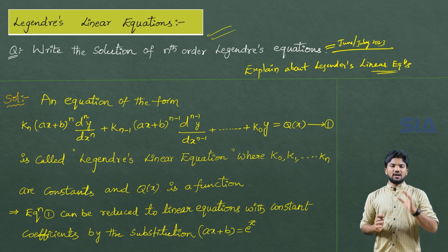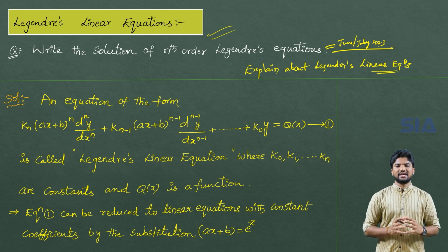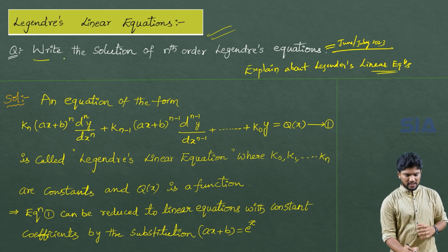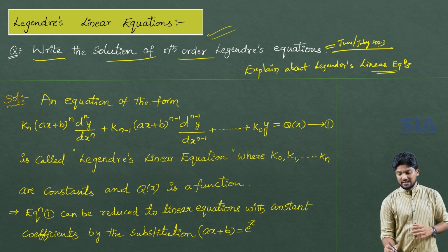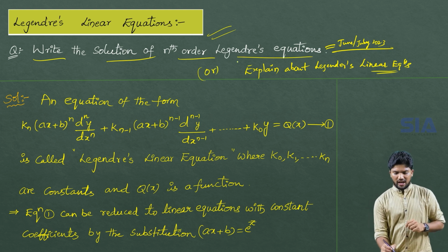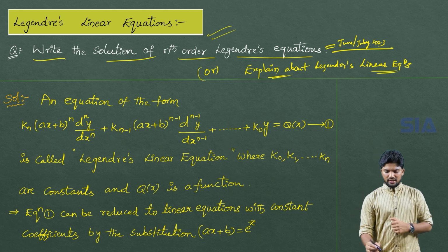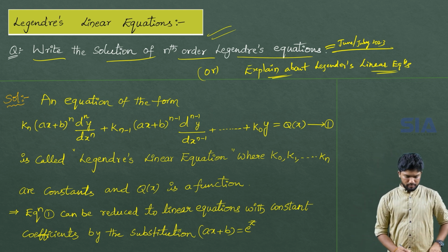That's why I always say that from the 4th unit you can expect theory format questions also. The first method is Legendre's linear equation. You can see the question, write the solution of the nth order Legendre's equation, or else they will also ask the question, explain about Legendre linear equation. Okay, so it is a very important problem.